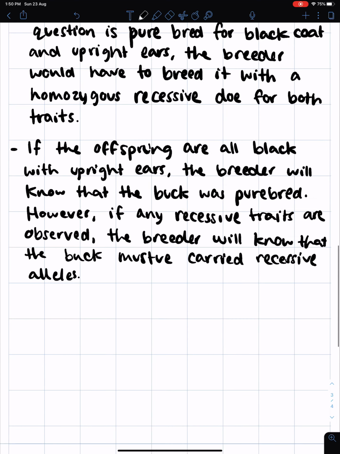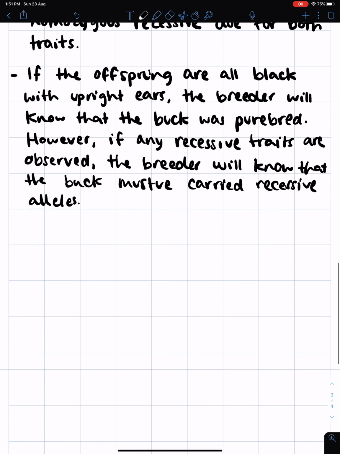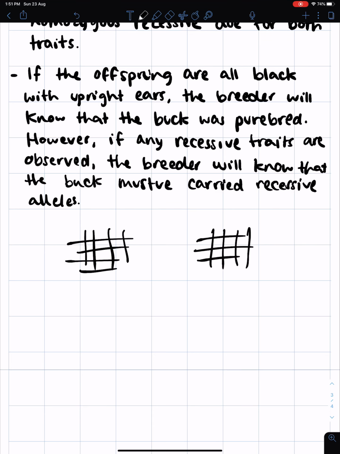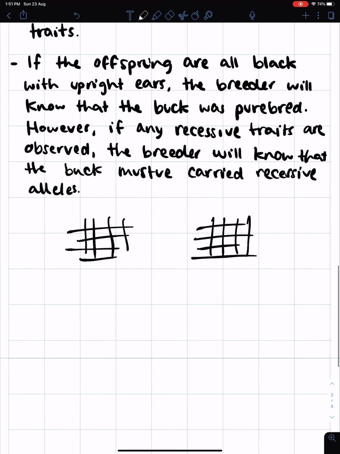And that's where your Punnett square would come in really handy, where you would actually show, if it was purebred, you'd do a Punnett square, and then if it was heterozygous, you would do a Punnett square as well, breeding it with that homozygous recessive doe. So there's your Punnett squares, and I'm not going to do it for you. You could even do that now. You could pause the video and complete those 2 Punnett squares.